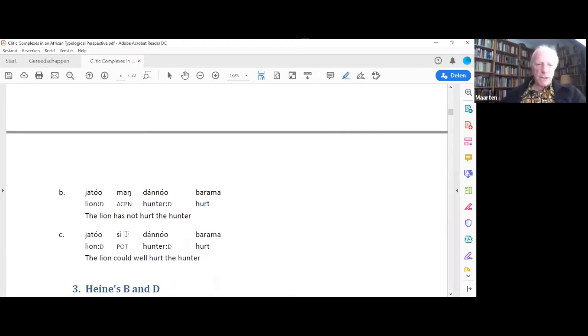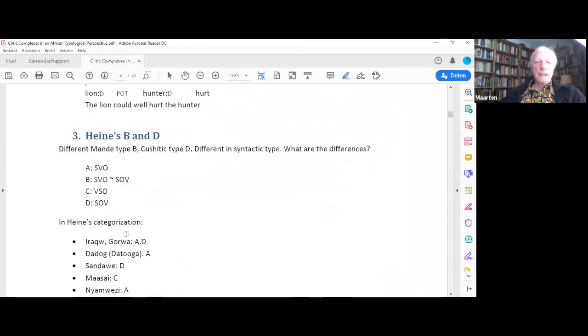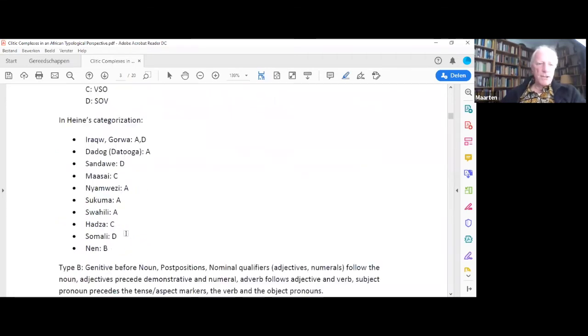Of course, this was well known, and Heine, when he did his typology of word order in African languages, took this as one of the types. So Heine has four types, A, B, C, D, and his type B is the Mande type. For him, Mande is a rigid type B. He did this more or less the same time, a bit after Greenberg did his typology, but it's different in a number of ways. And Heine characterized Iraqw as A or D or both. Datooga as A, Sandawe as D, Maasai as C, Norwegian as A.